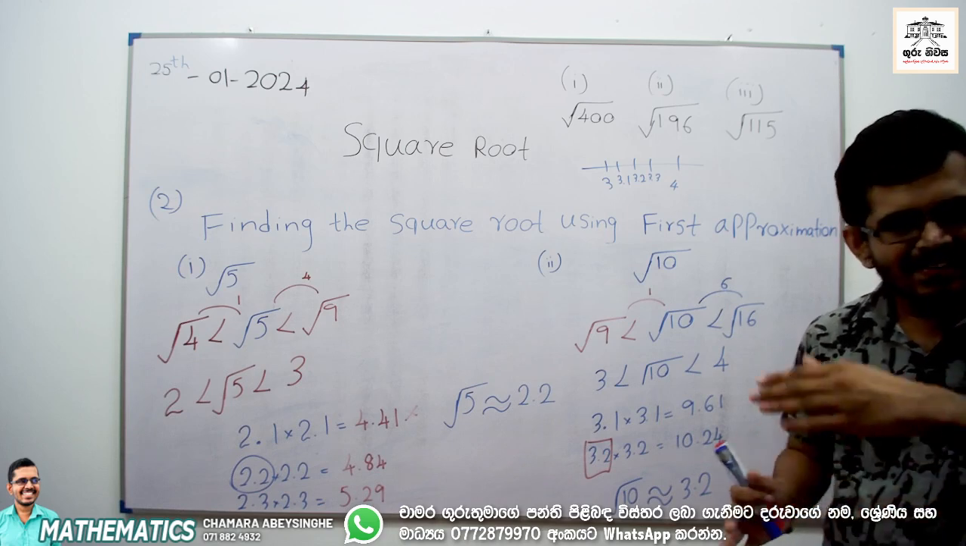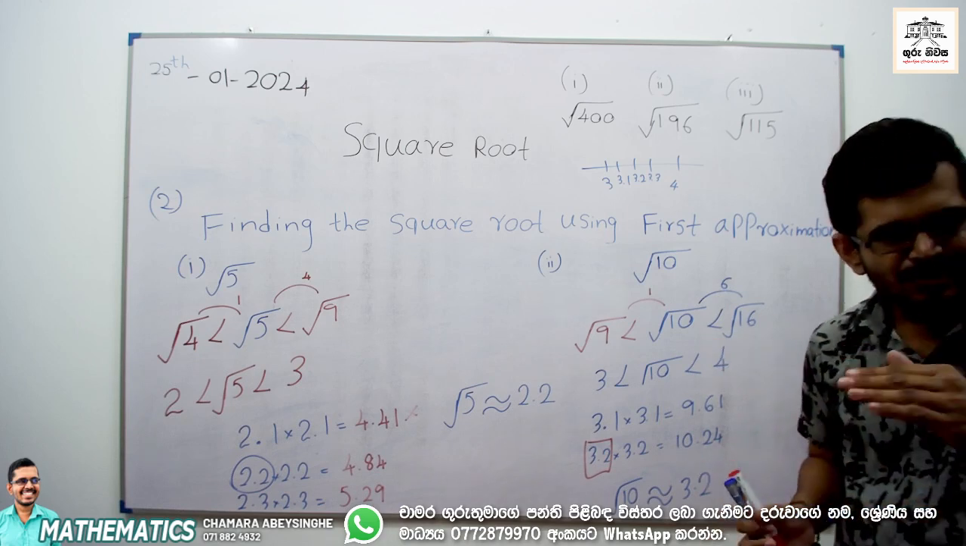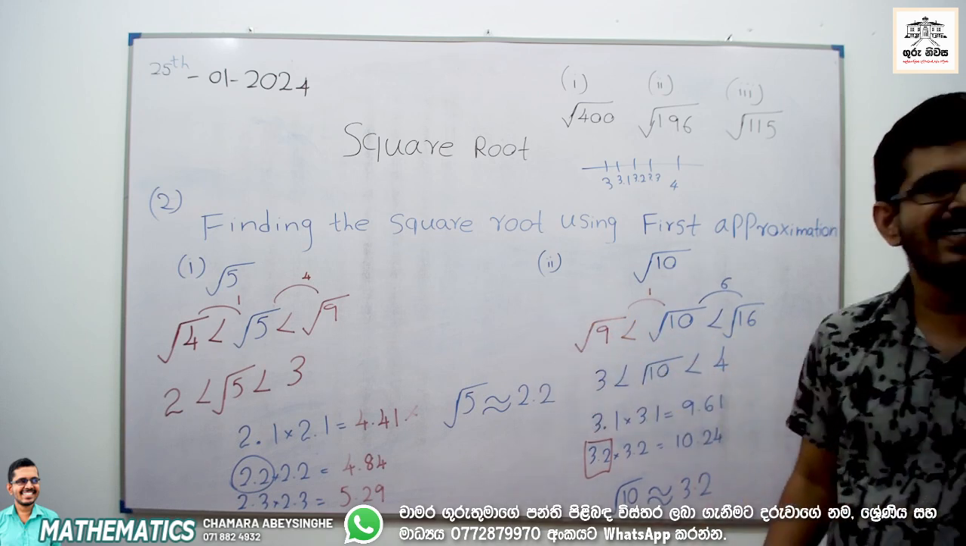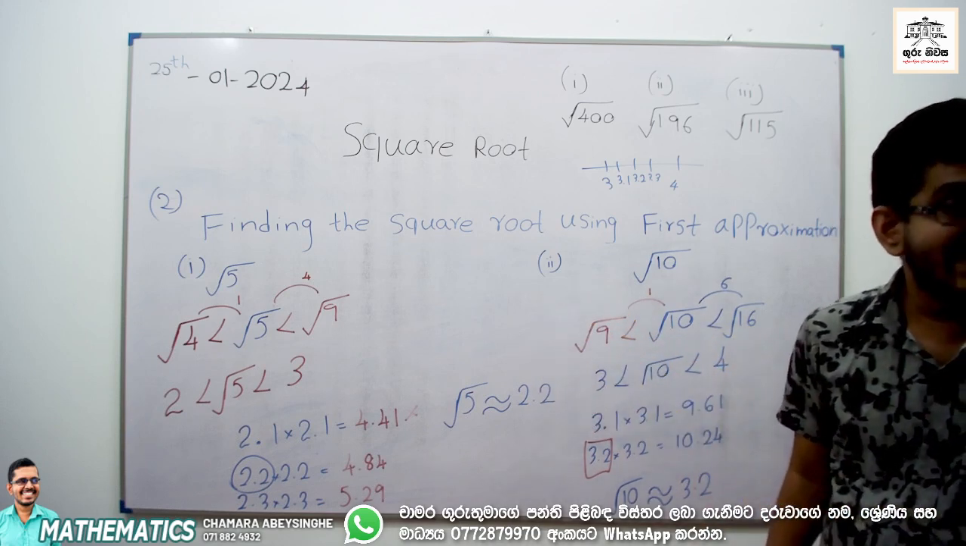Every first approximation method uses the only one, same method. But the important one is simplification.